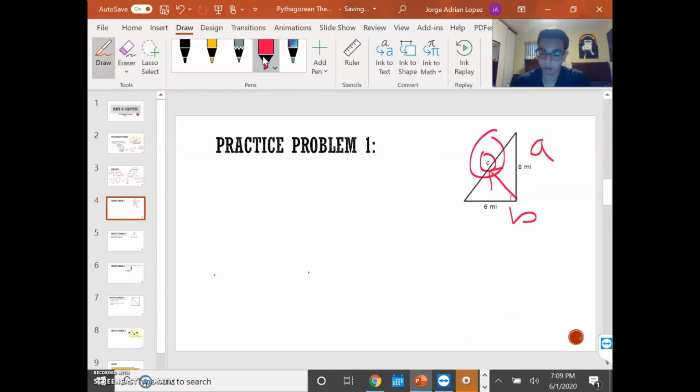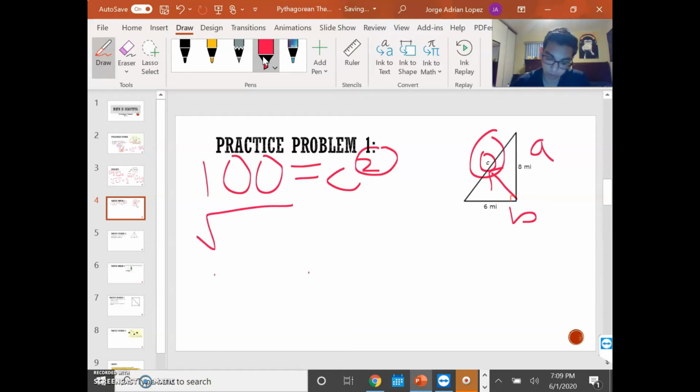So now that we know that 100 is equal to c squared, how do we get rid of the exponent right here? The opposite of an exponent is square root, right? Remember we talked about that? So we want to take the square root of this whole part so we can get rid of the exponent in c. We just want basic c. We don't want c squared. We want basic c by itself. So we take the square root of 100 and take the square root of c squared, okay?